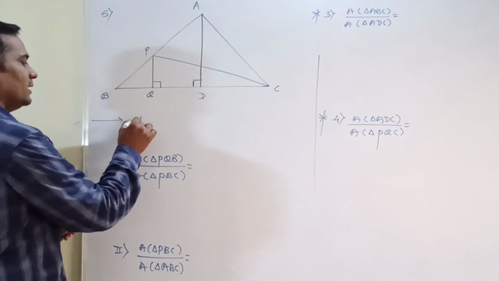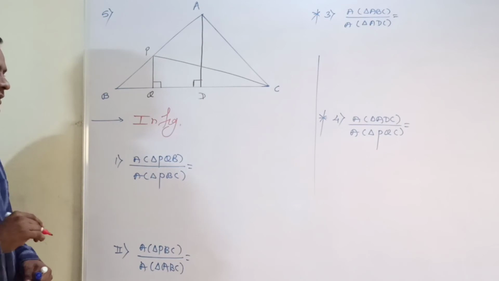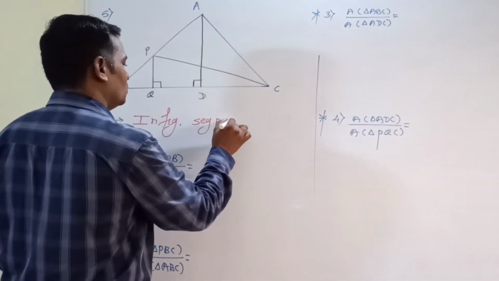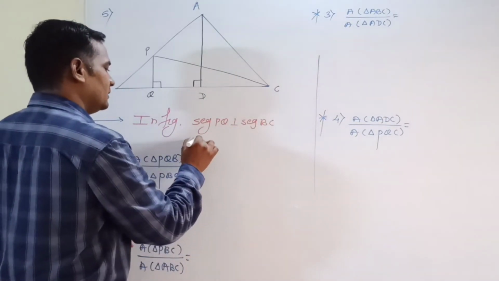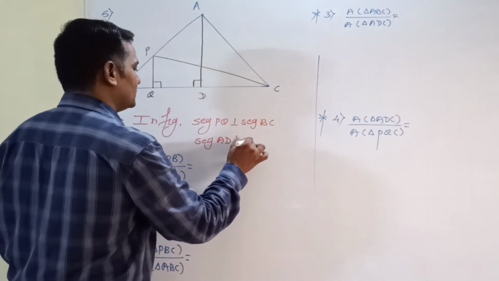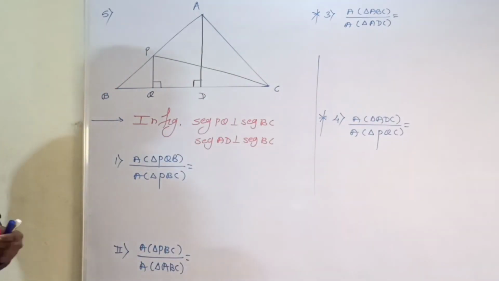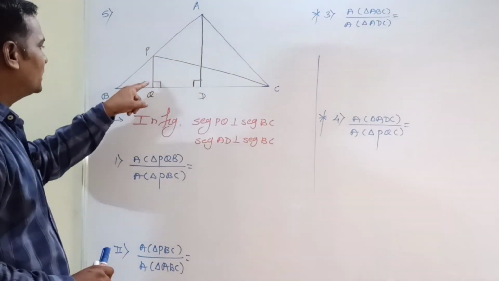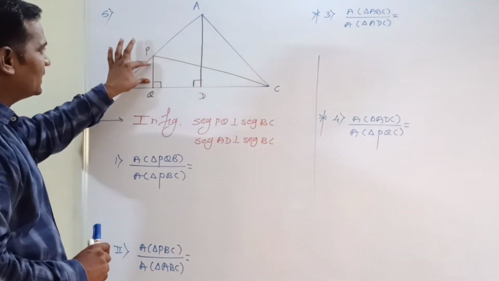So in the figure again, segment PQ perpendicular to segment BC, this is given, and segment AD perpendicular to segment BC, this is given. So let's take the first ratio. Triangle PQB, where this triangle is PQB. Now the base of the triangle is QB and the height of the triangle is PQ.